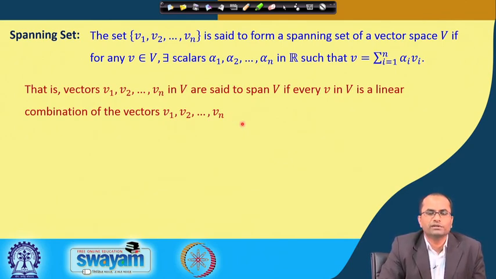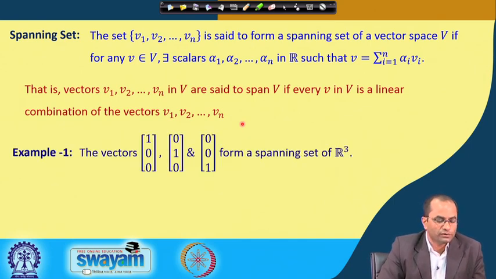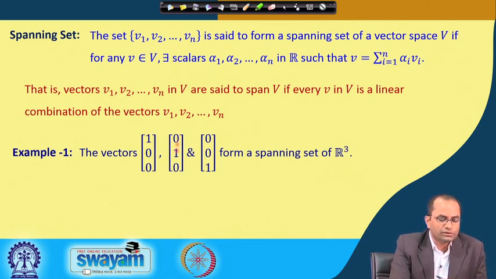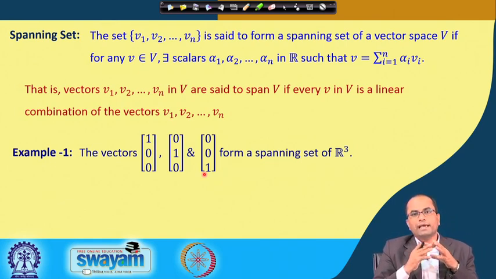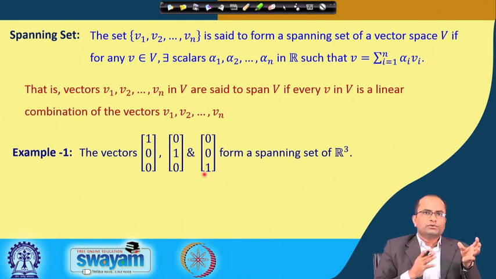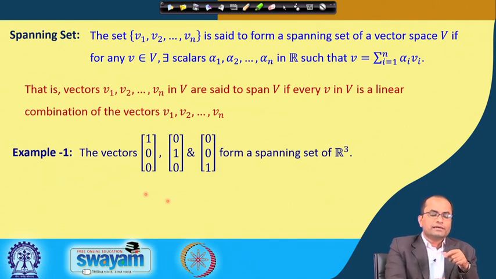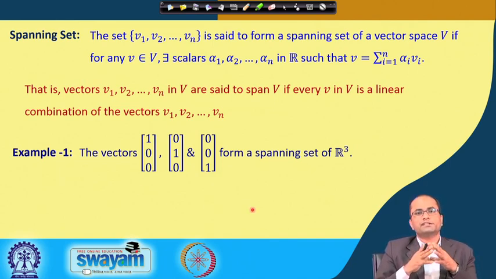So this spanning set is very important. Once we have the spanning set, basically we can write down any vector of that vector space as a linear combination of these given vectors. The example we are considering is the vectors (1, 0, 0), (0, 1, 0) and (0, 0, 1). These form a spanning set of R3, meaning we have to show that if we take any element of R3, then we must be able to write it as a linear combination of these three vectors, and that is what we mean by a spanning set. So let us check how (1, 0, 0), (0, 1, 0) and (0, 0, 1) form a spanning set for the vector space R3.